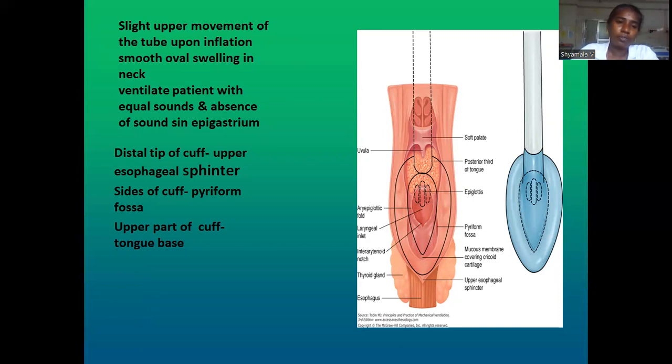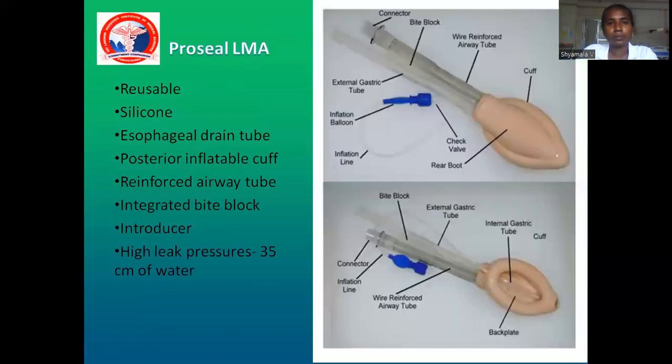The side of the cuff lies in the piriform fossa. This is the piriform fossa. This side is lodging in the piriform fossa and the tip in the esophageal sphincter, and the upper part is in the base of the tongue. This is the base of the tongue. Like that it is fitted. This is the classical LMA I told.